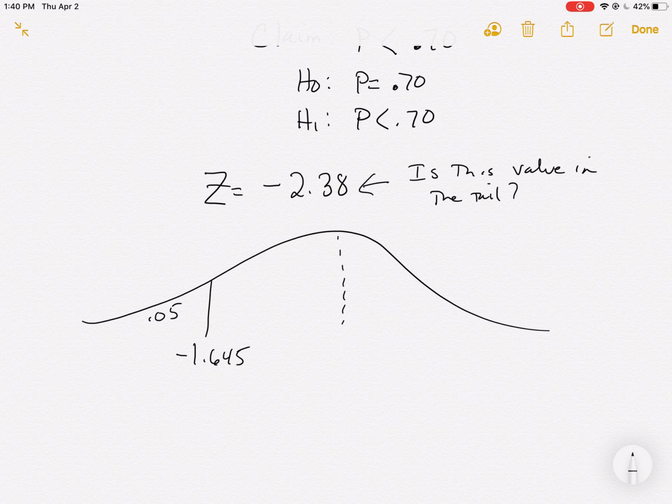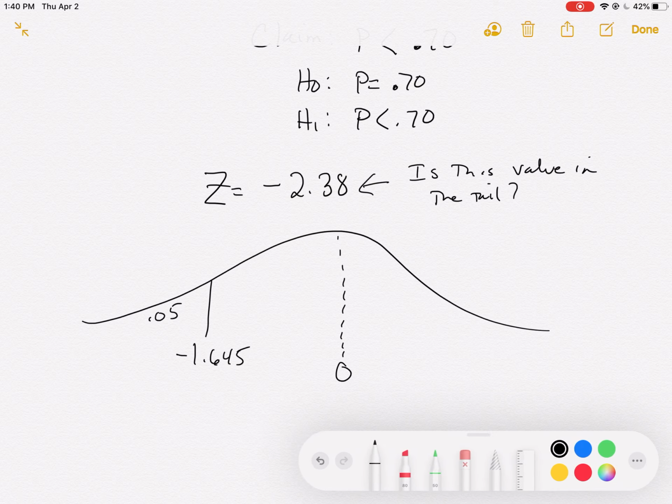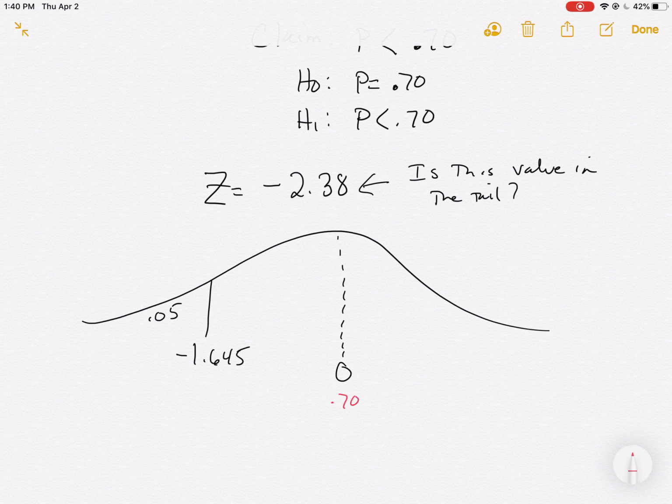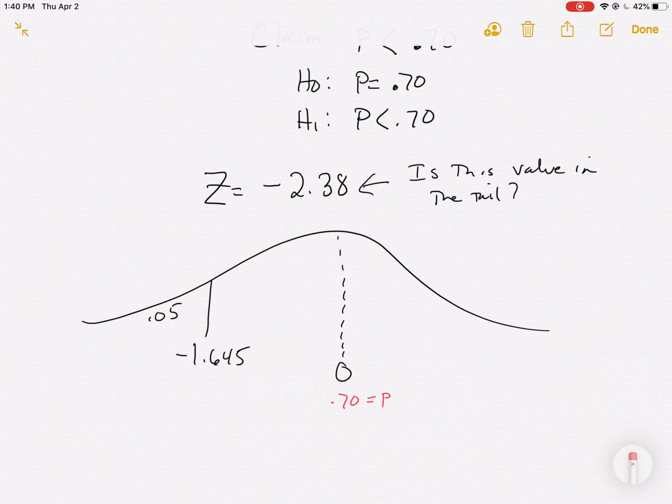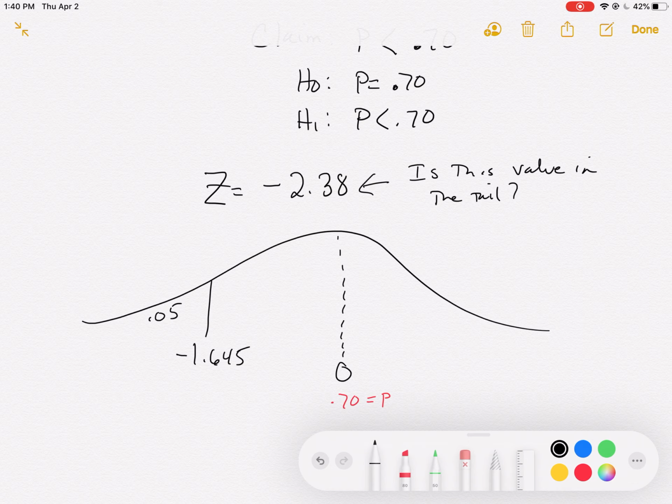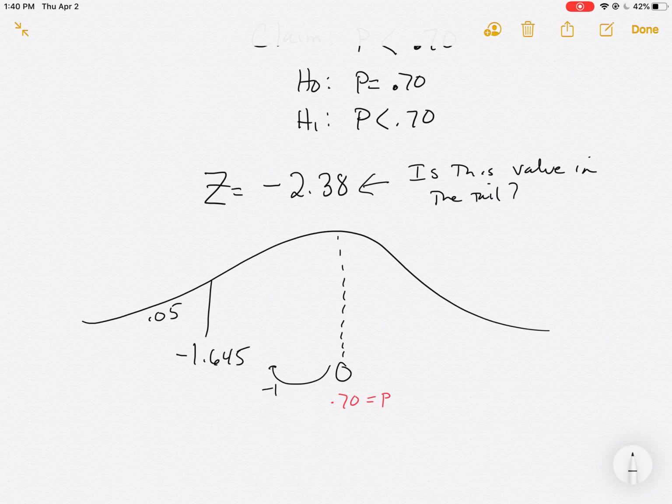Well, remember, the z value that's right in the center is 0. Now, I know we're picturing 0.70 in the middle, but that's a p. Remember what we have right now. We have z-scores, so we're subbing everybody out for a z-score. That's a z-score. This is a z-score. So this is 0. So 0 is right in the middle. Then we get to something like negative 1.645, right? And where is negative 2.38?